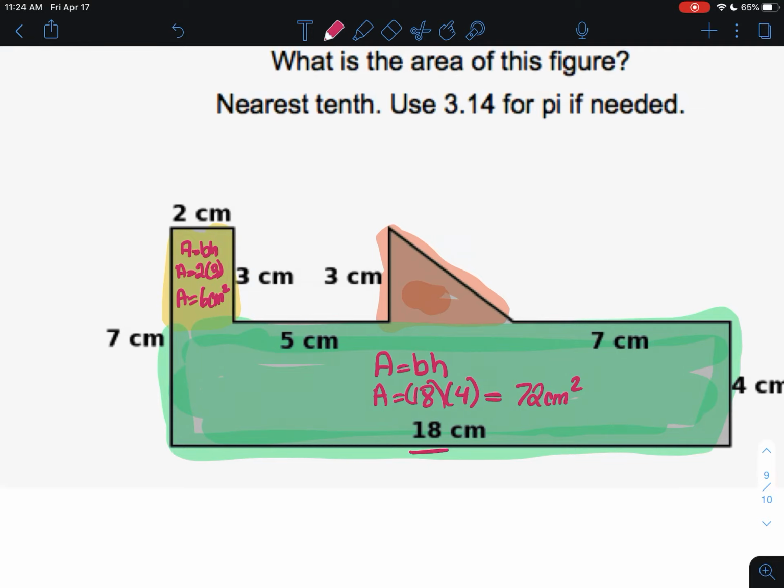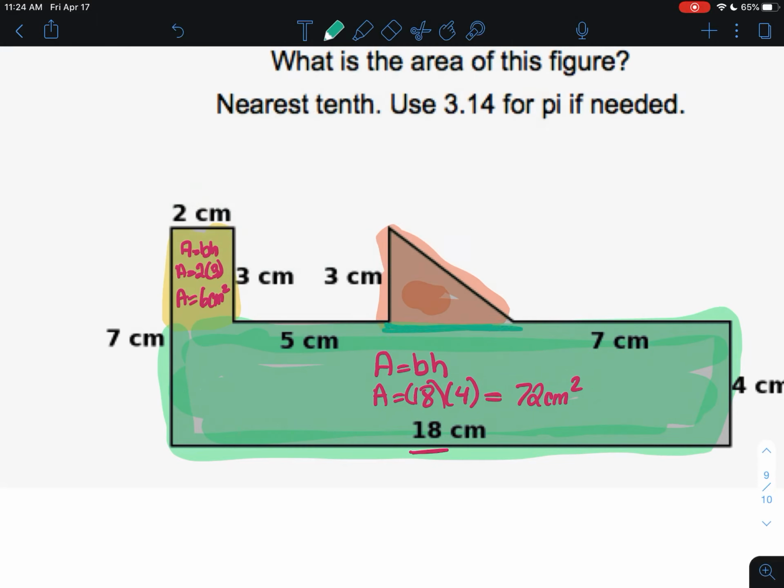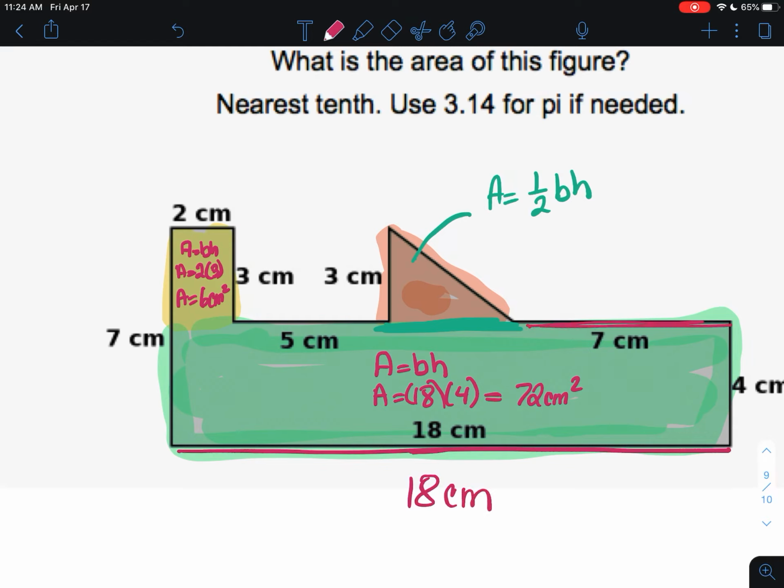Now, the triangle is a little bit trickier because they did not give us a measurement for this base down here. But we have enough information where we can find it. And of course, to find the area of a triangle, that would just simply be area equals 1/2 base times height. And again, like I said, we need to find the base. Well, we know that the entire base here is 18 centimeters. They give us this segment here, which is 7 centimeters, and we're going to subtract the amounts we have to find out what's left over.